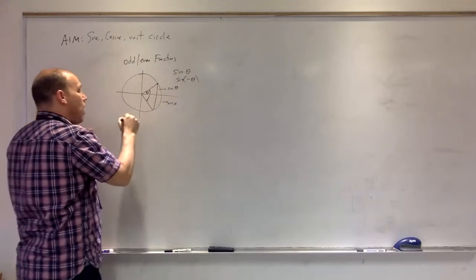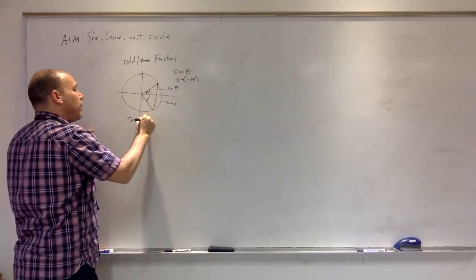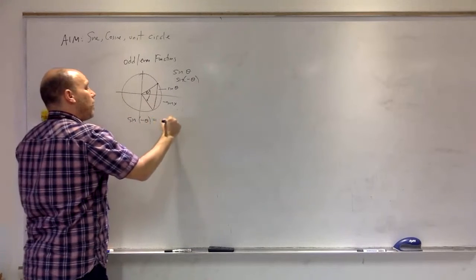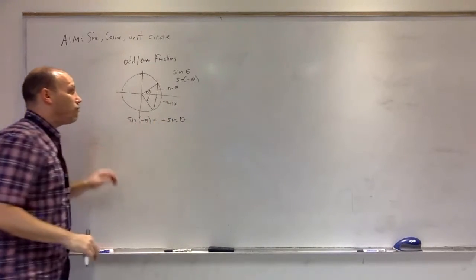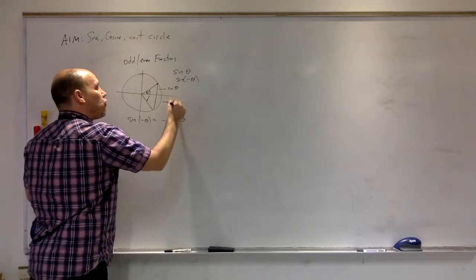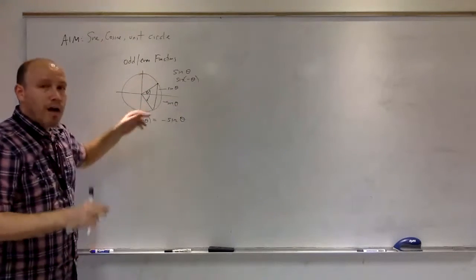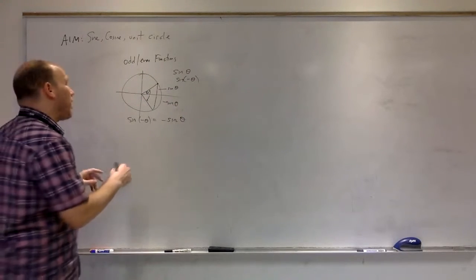We just showed that sine of negative theta is equal to negative sine of theta. So we've just proven that sine is an odd function. Let's take a look at cosine.